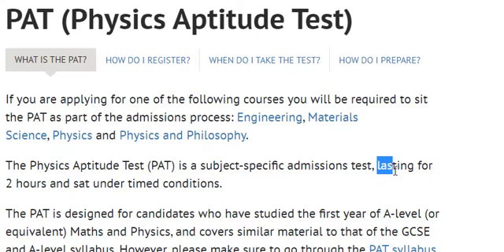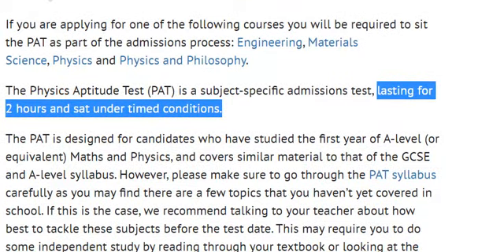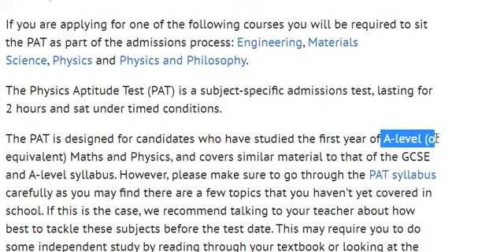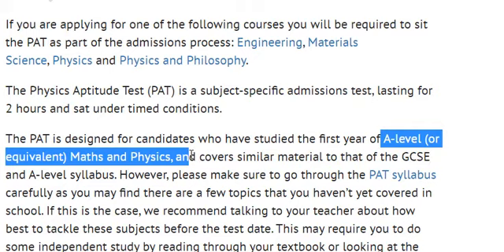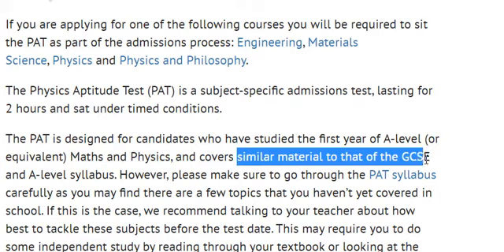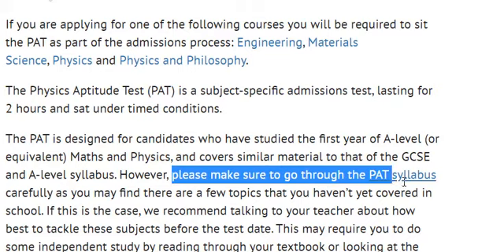How long is it? It is a 2-hour timed test. The PAT is designed for candidates who have studied the first year of A level. So if you have studied the first year of A level, then you can apply for the Physics Aptitude Test, which is equivalent to maths and physics and covers similar material to GCSE and A level syllabus. However, they say please make sure to go to the past syllabus.